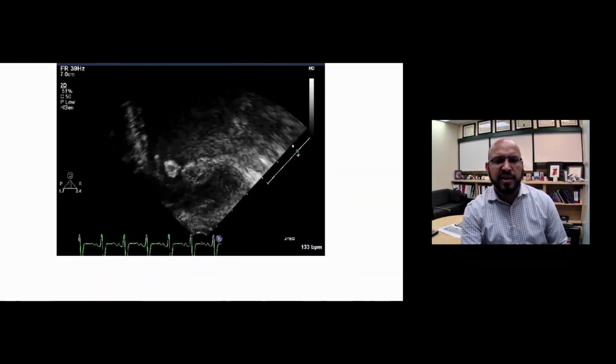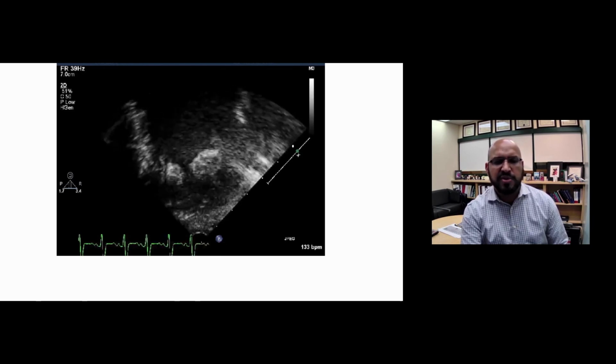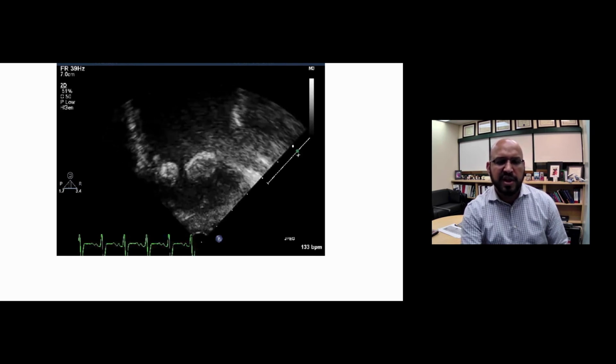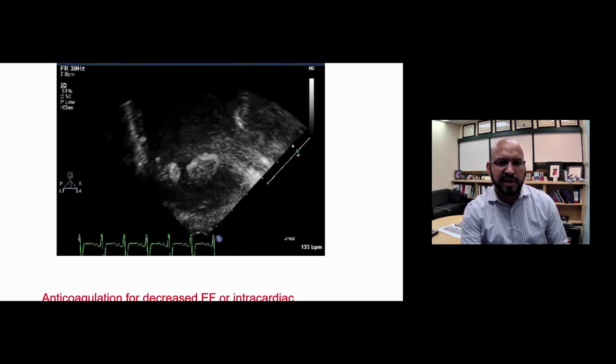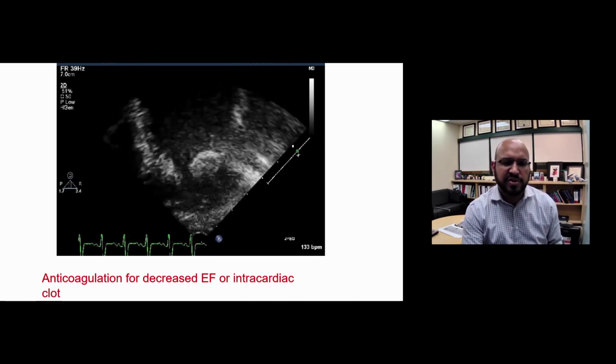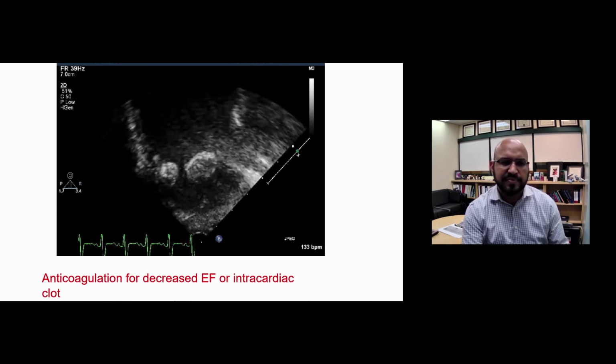And it is important not to forget that these patients who have poor ventricular function are predisposed to developing intracardiac clots. And this echocardiogram clip just shows an intracardiac thrombus there. And so anticoagulation for patients with a reduced ejection fraction or intracardiac clots is also a part of the management algorithm.